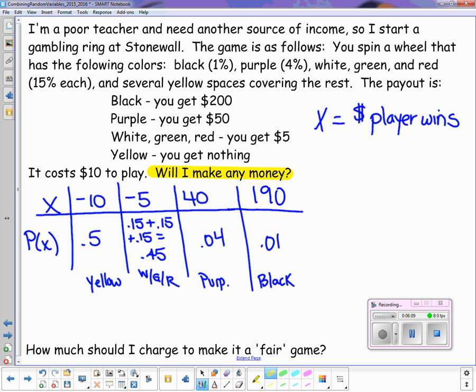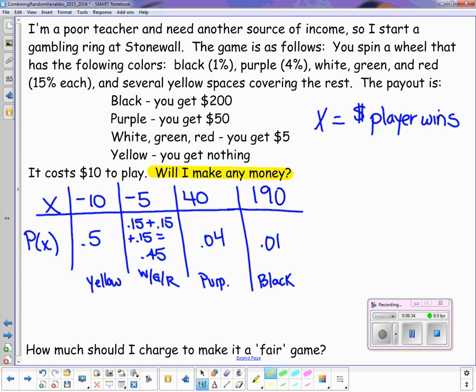What did you do on your test for extra credit? Yeah, it's an average. It's the expected value. Will I make any money is really another way of asking what is the expected value here? What's the average? On average, how much money per spin will the player win? Another way to ask the question.